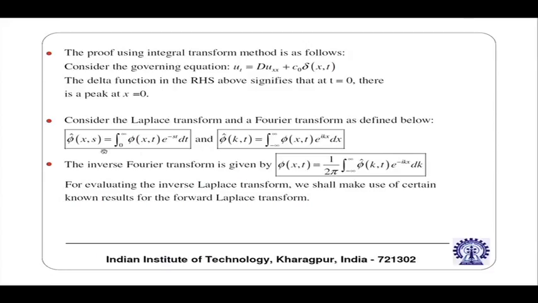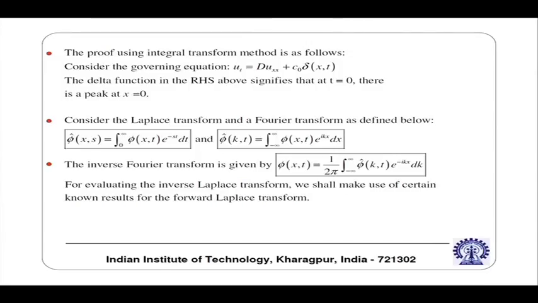So, you can see for example, this is the definition of the Laplace transform, e to the power st phi dt, and the Fourier transform e to the power ikx phi dx. And importantly, in the Laplace and the Fourier transform, the domains of integration are different. In the Fourier transform you are integrating in the space domain from minus infinity to infinity, and in the Laplace transform you are integrating over the time domain from 0 to infinity, for obvious reasons, because time domain in the range of minus infinity to 0 has no physical meaning, right.